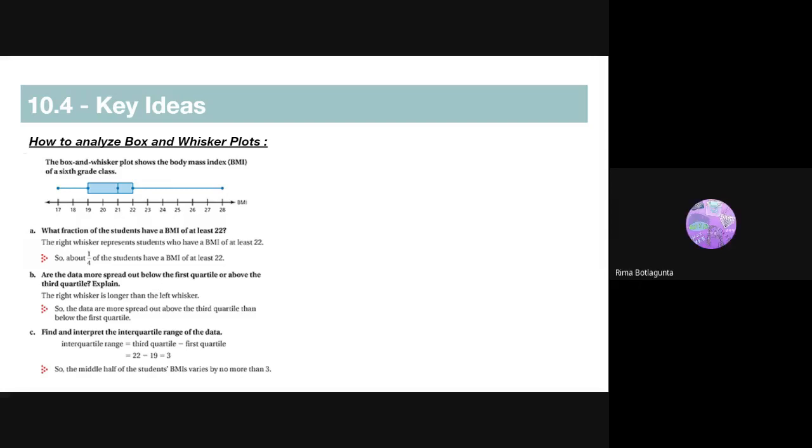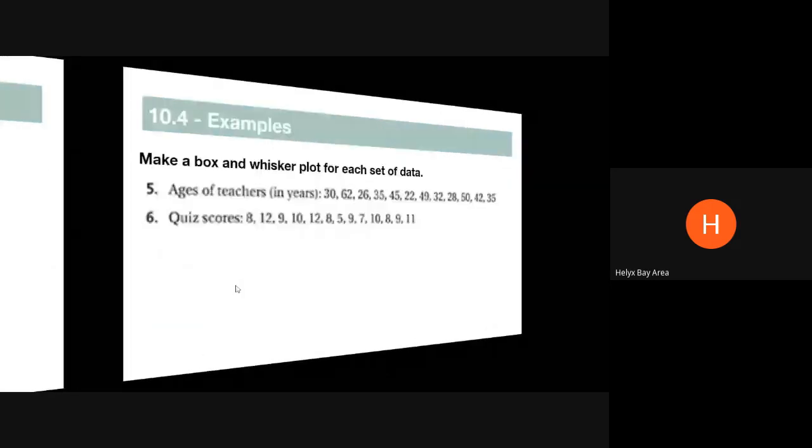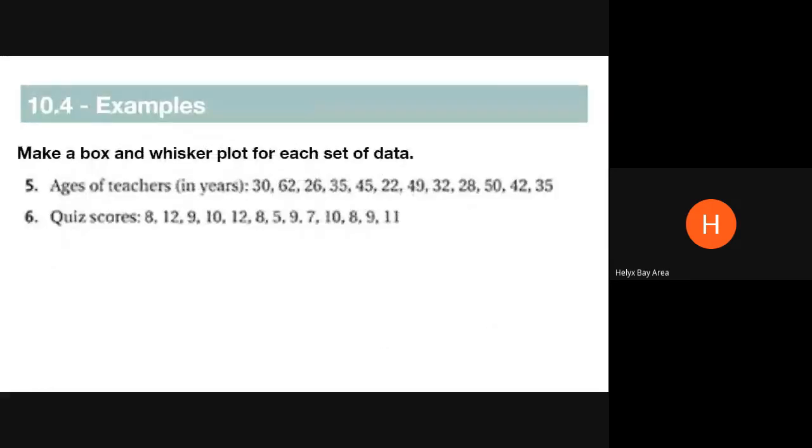So now, make a whisker and box plot for each set of data. So you want to go ahead and try doing that problem. Let me know once you guys are done, okay?